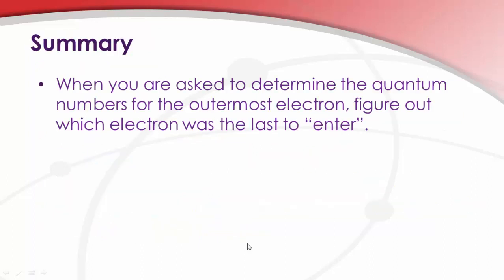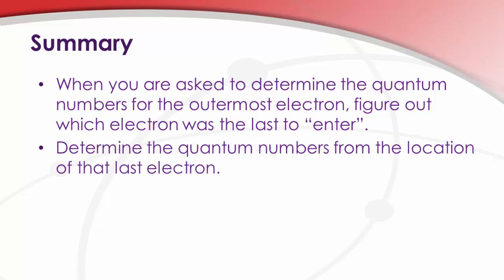Okay, so I hope that was helpful. When you're asked to determine the quantum numbers for the outermost electron, figure out, whichever way you need to, which electron was the last one to enter the configuration. Start with your periodic table, find out how many protons there are. Use the 4 rules to figure out which one was the last electron to put in. That's the one you're going to describe. Determine the quantum numbers from the location of that last electron. It's really very straightforward once you get used to it.